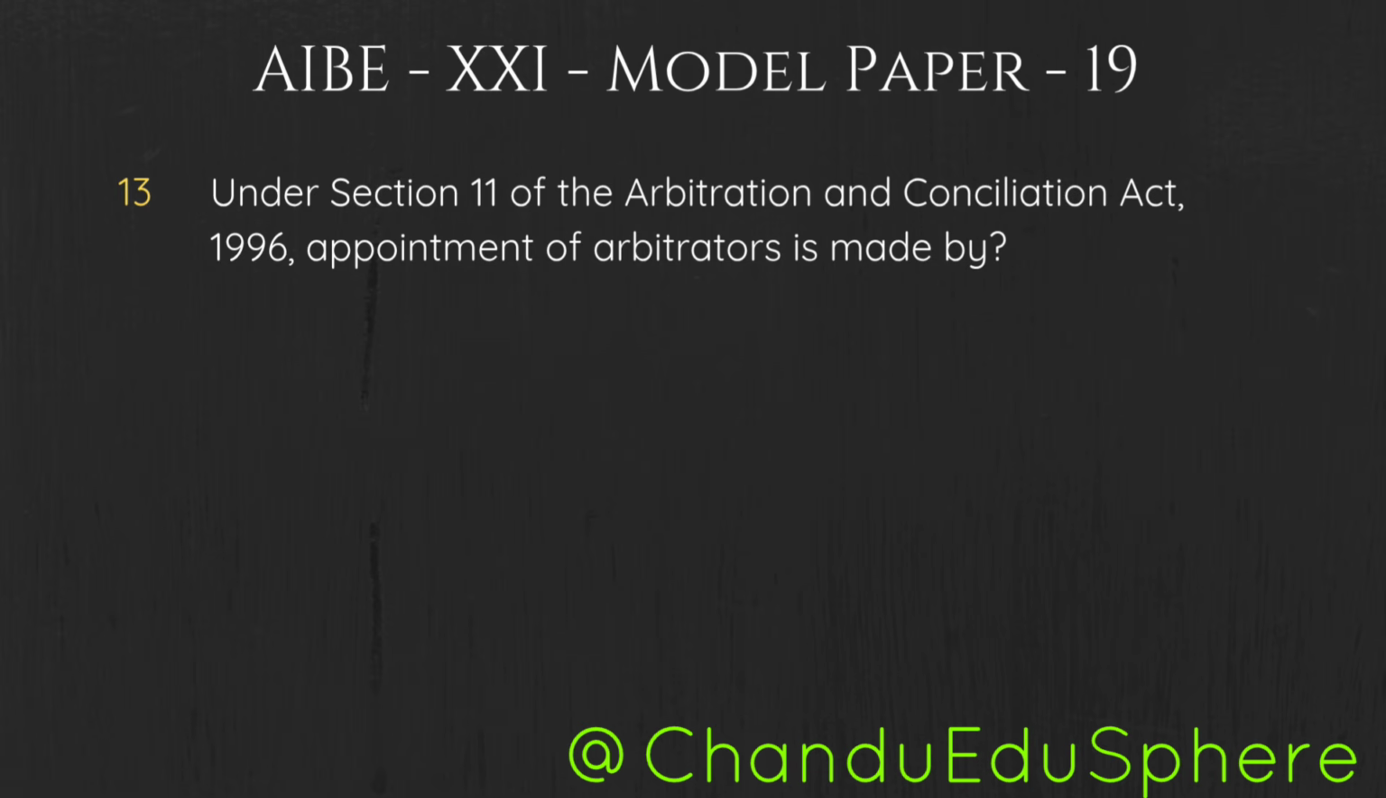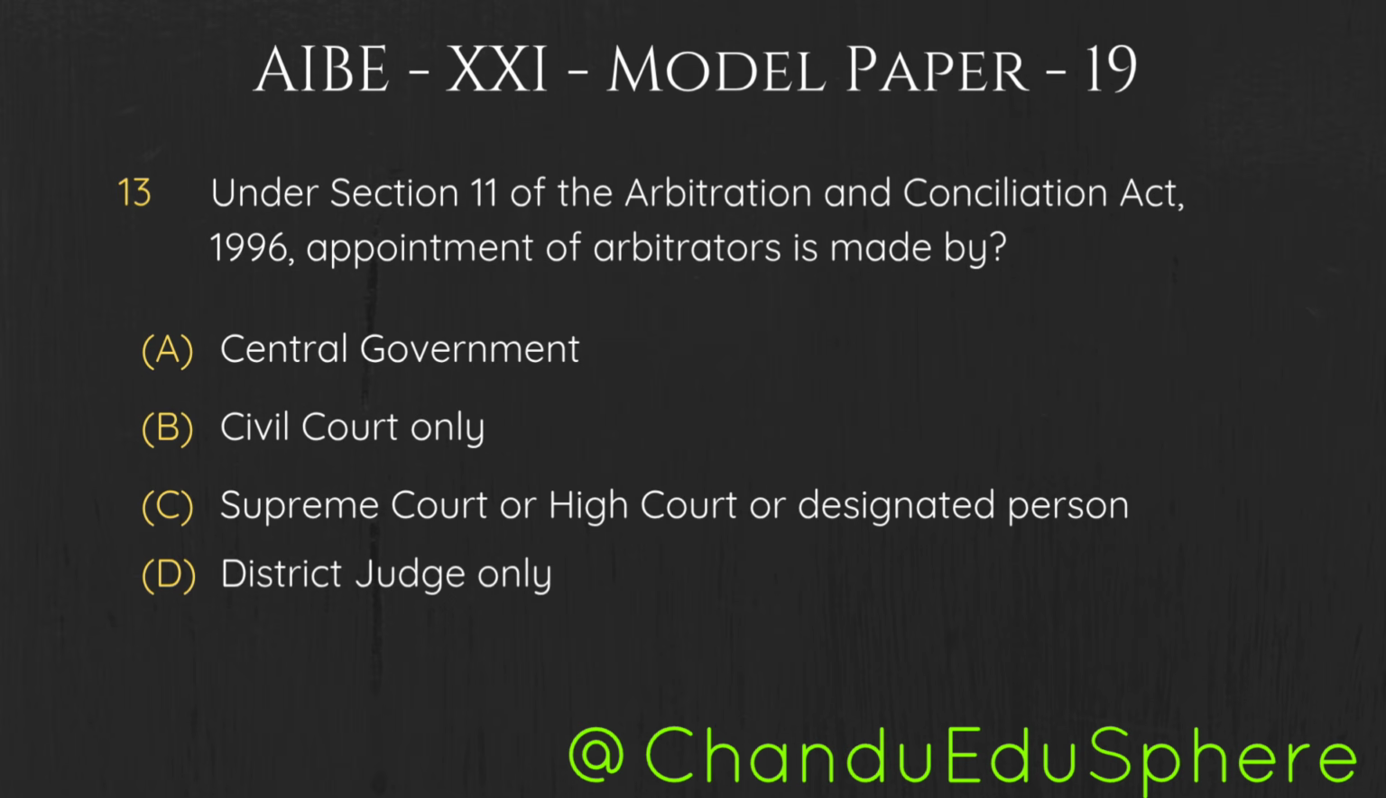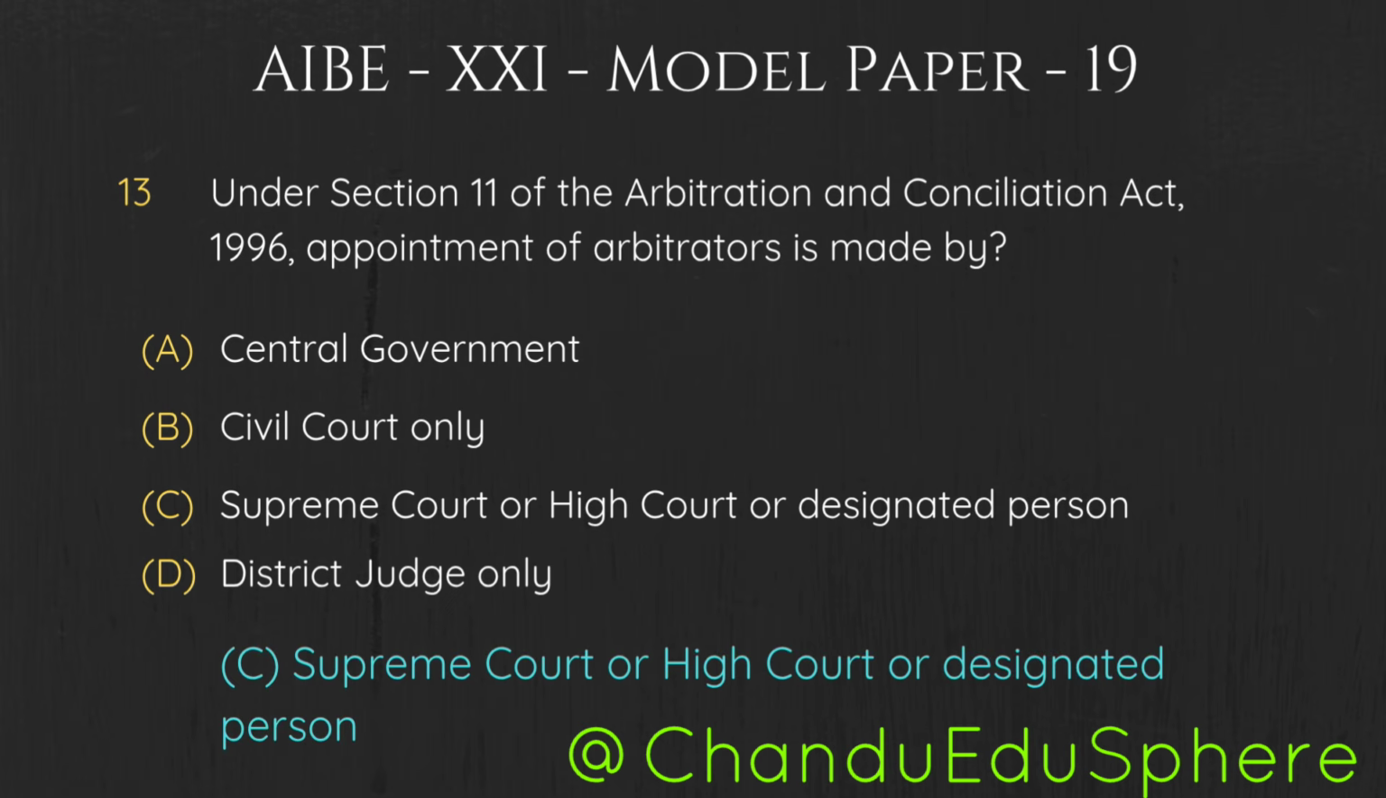Under Section 11 of the Arbitration and Conciliation Act 1996, appointment of arbitrators is made by... Section 11 of the Arbitration and Conciliation Act 1996, as amended, empowers the Supreme Court for international commercial arbitration and the High Court for domestic arbitration, or any person or institution designated by them, to appoint arbitrators where parties fail to agree.